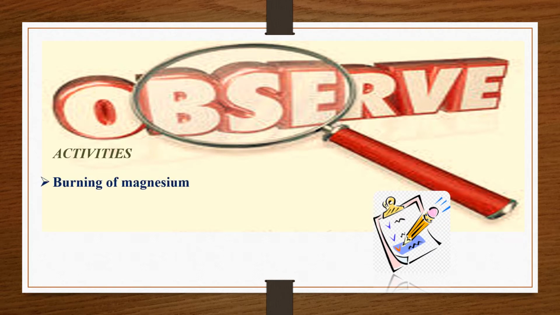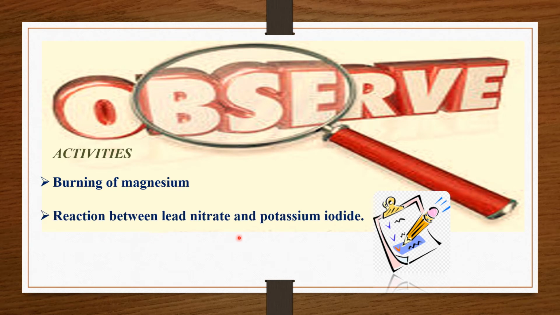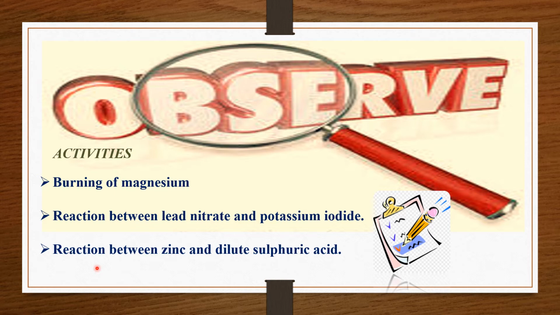The first one will be burning of magnesium. Second one, reaction between lead nitrate and potassium iodide. And the third one, reaction between zinc and dilute sulfuric acid. So let's observe these activities and understand the chemical reaction taking place during these experiments.